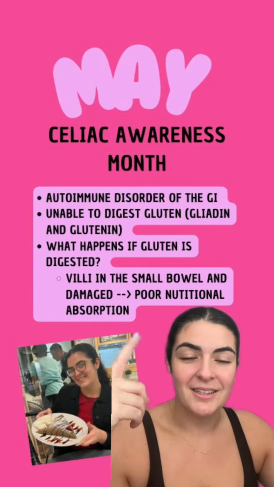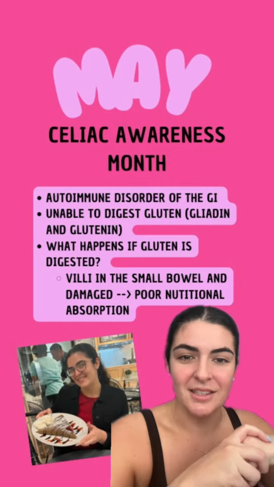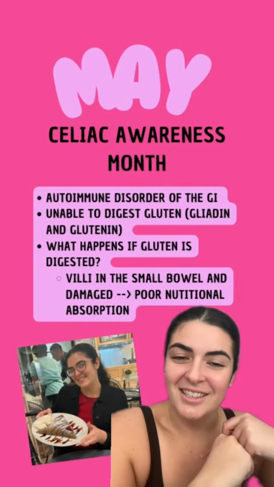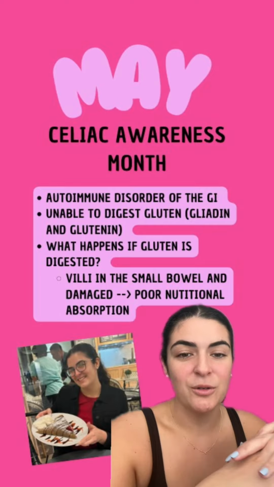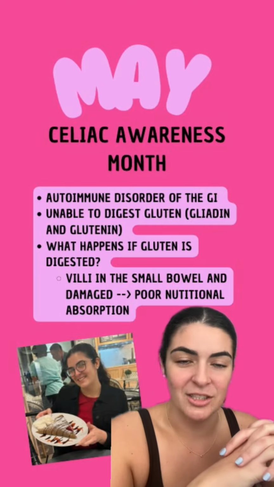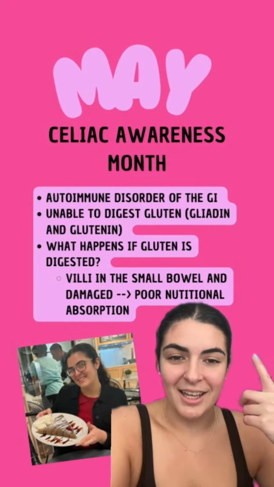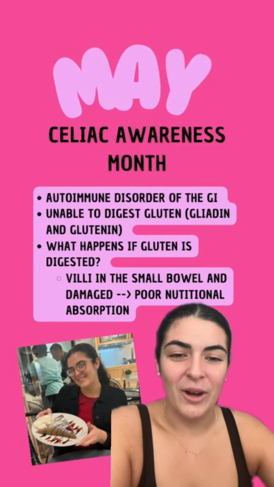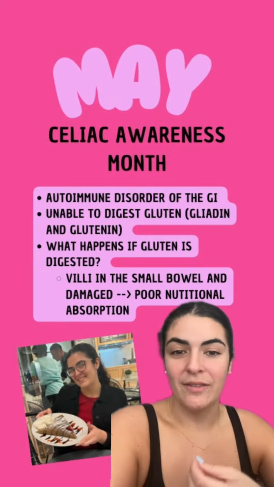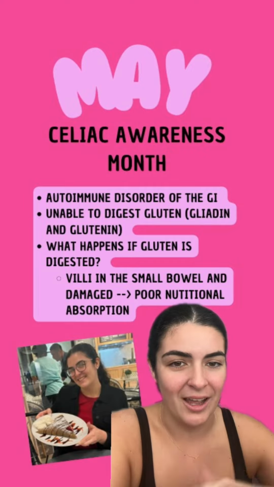Now, the month of May is Celiac Awareness Month, so let's dive into what you need to know about this disease for the NCLEX. Celiac disease is an autoimmune disorder of the gastrointestinal system, and it is characterized by the inability to digest a protein called gluten. Gluten is made up of gliadin and glutenin, but don't worry, I've never seen that asked on NCLEX. What I have seen on NCLEX is where do we find gluten. So gluten is a protein that's found in wheat, barley, and rye.